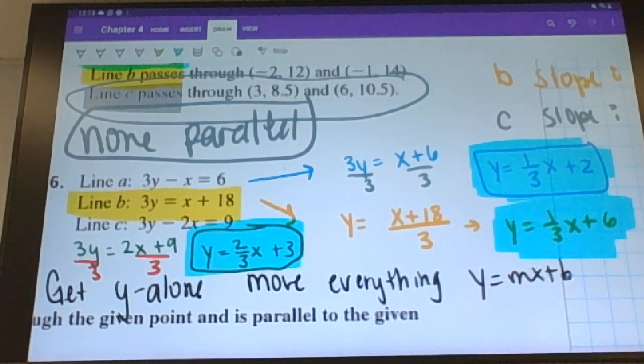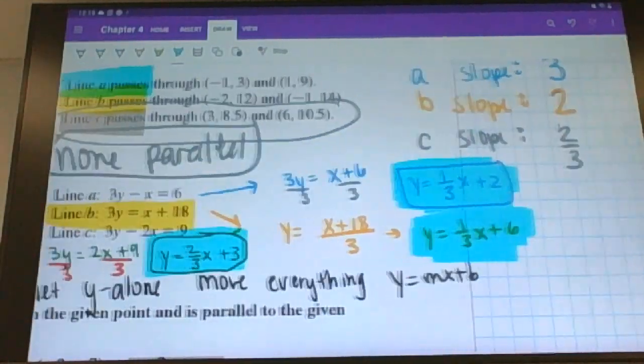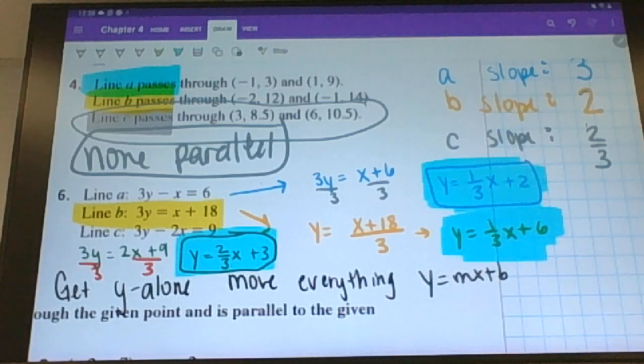Alright guys, I got line A. Great job, line A group. You guys got it. I got line B. Great job, line B group. And I got line C. Which ones are parallel? Line A and line B. Good job. Line A and line B are parallel. They both have a slope of 1/3.